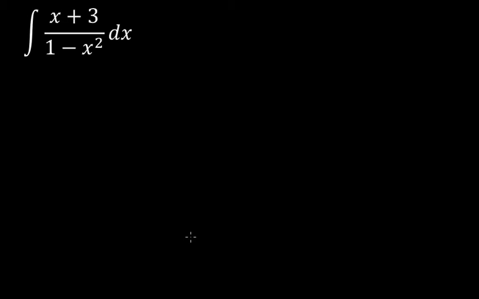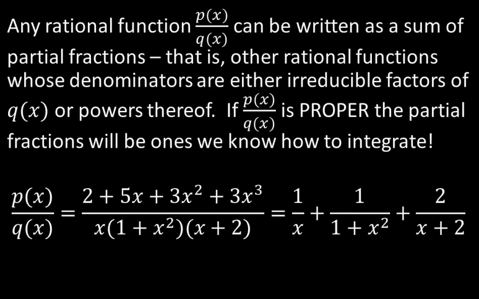Now, this is a rational function. It has a degree 1 on the top polynomial and on the bottom a polynomial of degree 2, so it is proper. Now, granted, you could split this using the numerator and write x over 1 minus x squared plus 3 over 1 minus x squared. But you wouldn't know how to integrate the 3 over 1 minus x squared. So I'm just going to leave it together and show you a different method of doing this.